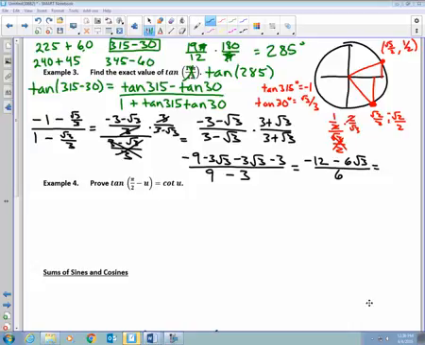We get negative 2 minus the root of 3. That's the exact value for the tangent of 19 pi over 12.